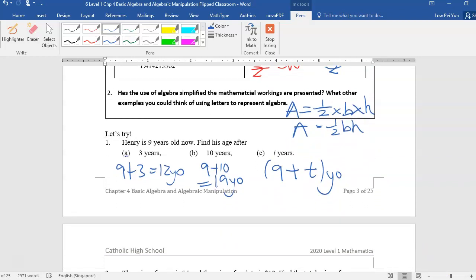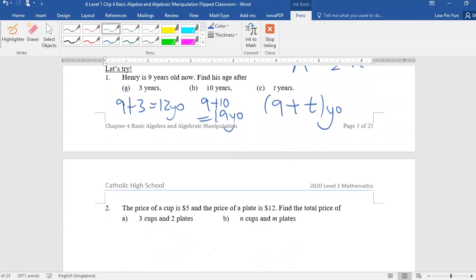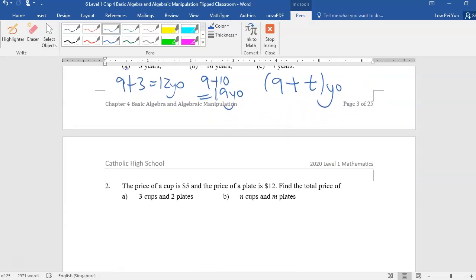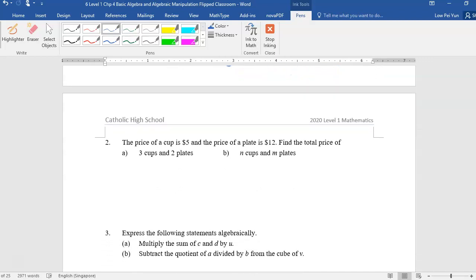More algebra representing real life examples with algebra letters. And they are also known as variables. Okay, the price of a cup is $5 and the price of the plate is $12. Find the total price of 3 cups and 2 plates. So Mrs. Liao is going to write total price is going to be 3 times 5 and 2 times 12. 15 plus 24, now I add my units, $39.